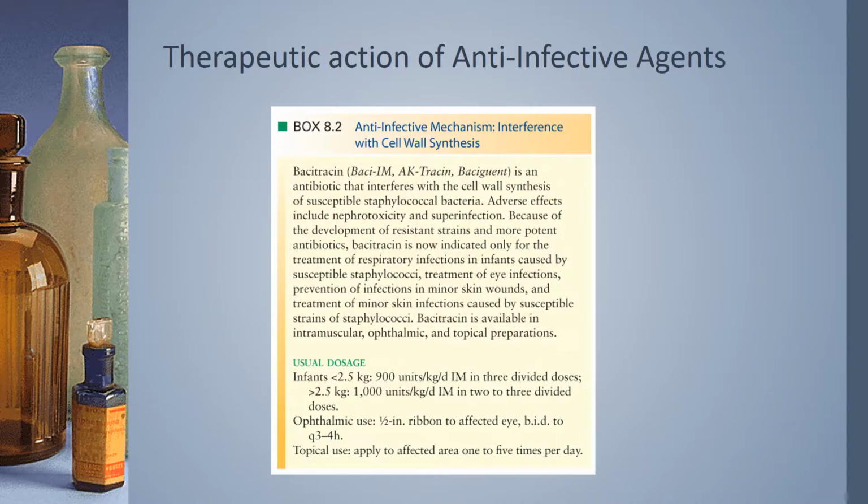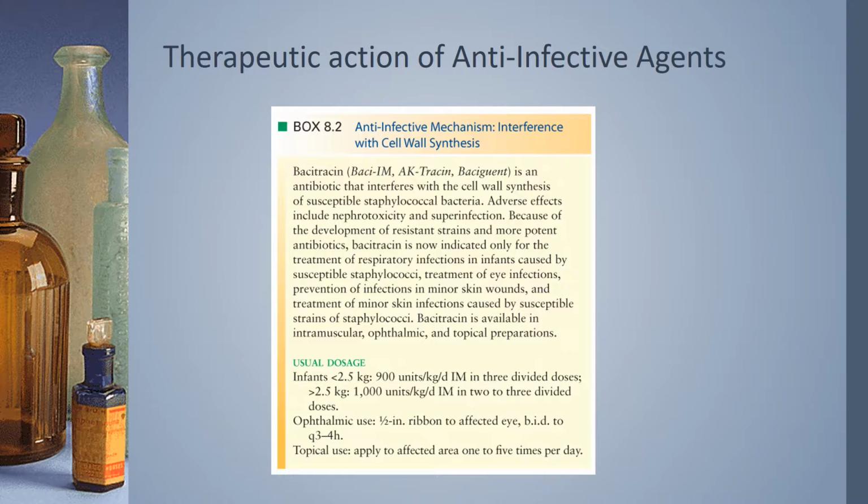So when you're looking at the therapeutic action of an anti-infective, this is like a sample box here showing a mechanism of action for one of the antibiotics in this chapter. So this is for bacitracin, which we see here as an antibiotic that interferes with the cell wall synthesis of susceptible staph bacteria. And you can see they've listed two specific adverse effects, one of nephrotoxicity and one of a superinfection.